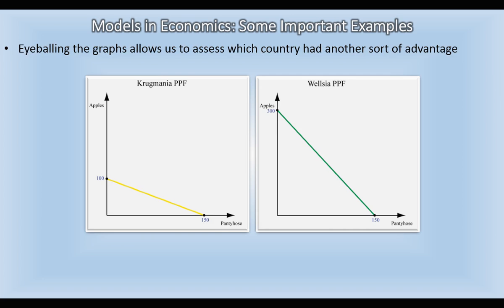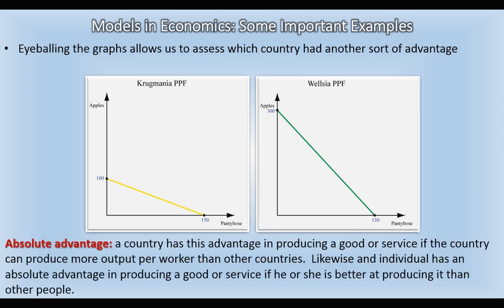So eyeballing the graphs allows us to assess which country has another sort of advantage that I mentioned a second ago, and that's an absolute advantage. A country has an absolute advantage in producing a good or service if the country can produce more output per worker than other countries. Likewise, an individual has an absolute advantage in producing a good or service if he or she is better at producing it than other people.